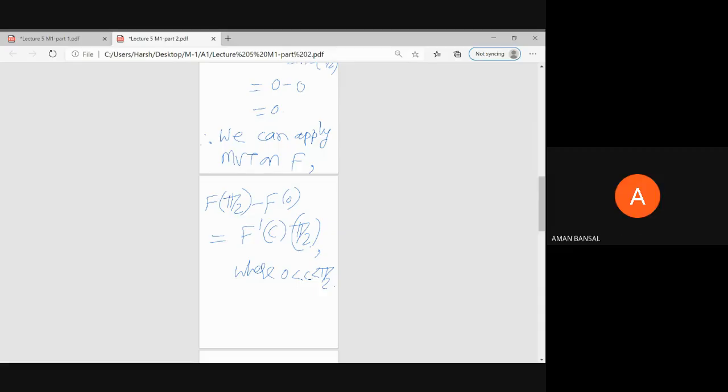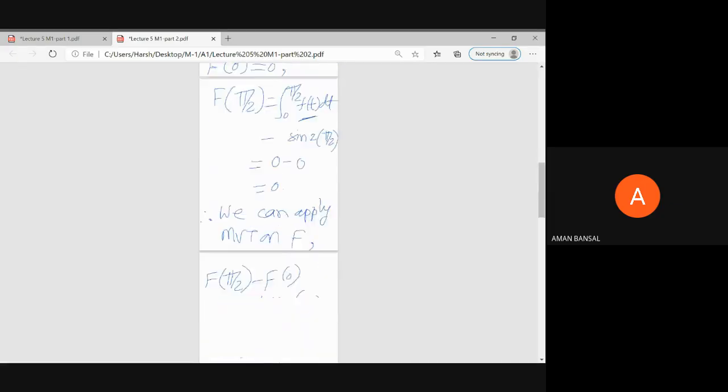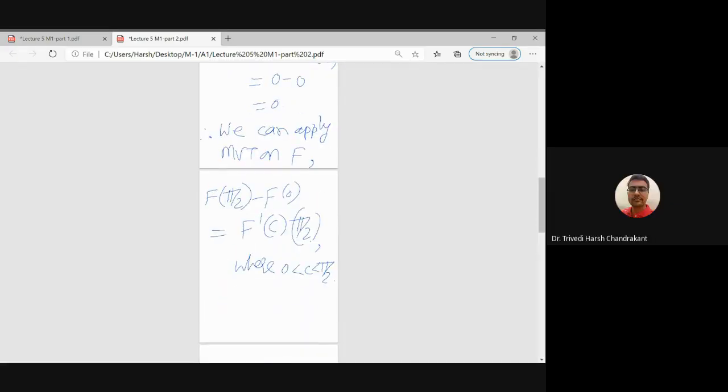Sir, you have applied Rolle's mean value theorem, right? That Rolle's theorem is where f of a equals f of b. Okay, right. So here f of b and f of a are the same, so therefore this value is 0. So you are right. We can directly apply Rolle's mean value theorem. So we can directly write that the derivative is 0. Right.